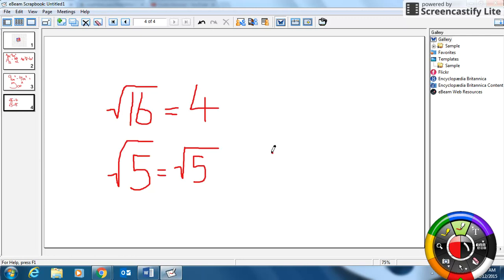So line segment A, I apologize, I coughed. Sorry about that. Line segment AB, in this case, is not a whole number. It would be the square root of 5. And I'd be happy with that answer if you came up with that.